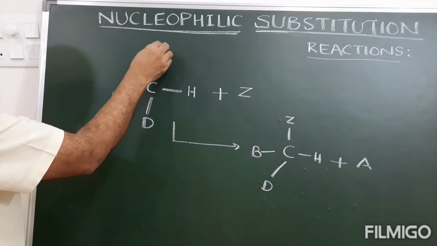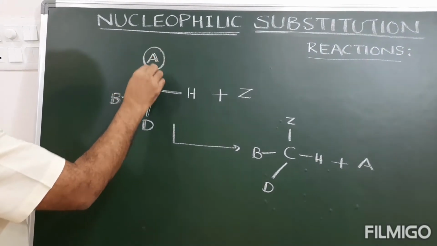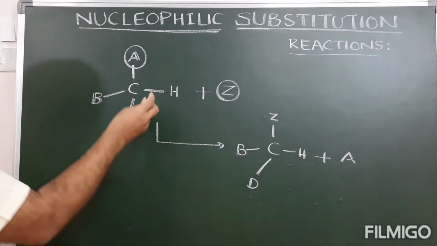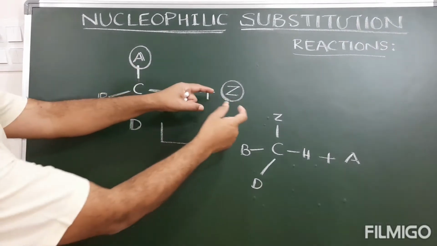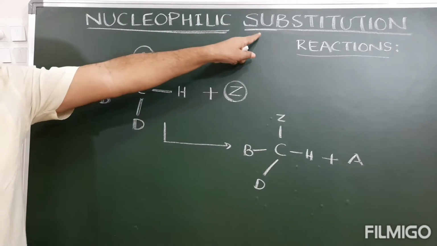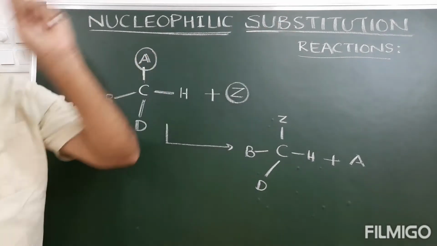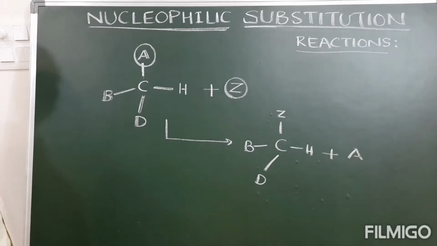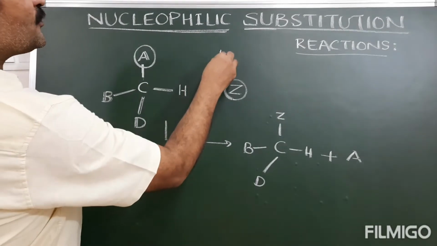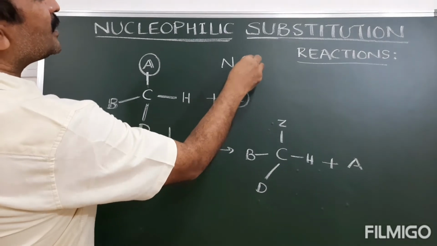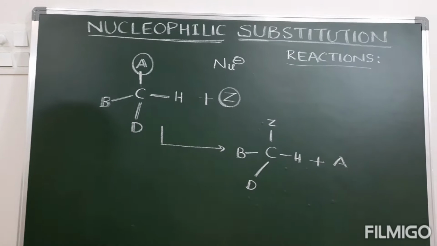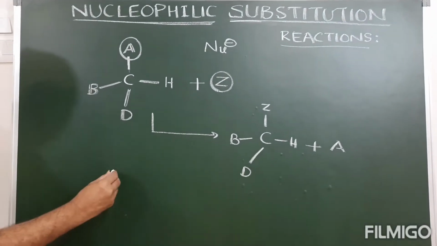So here the group A or atom A is replaced by the group Z or atom Z. So one group is replaced by another group. Those reactions are called substitution reactions. Then what is called nucleophilic substitution? Very simple. If a nucleophile replaces another nucleophile in the molecule, it is called a nucleophilic substitution reaction.